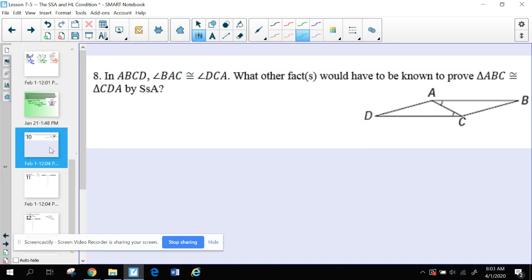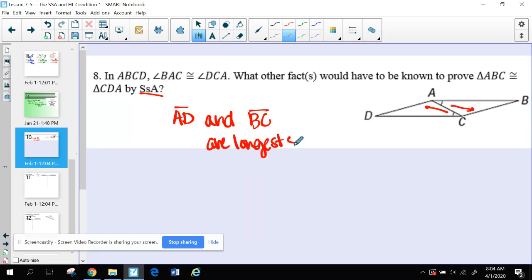Our next one says, in ABCD, if we know that angle BAC is congruent to angle DCA, what other facts would we have to know to prove that the triangles are congruent by side, side, angle? Okay, so specifically it's telling us to look at this through the lens of side, side, angle. We already know these two angles are congruent, so you have to look opposite the given angles. Okay, we would need to know that segment AD and segment BC are the longest sides of each triangle.